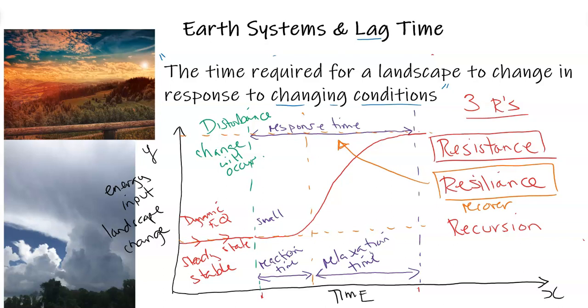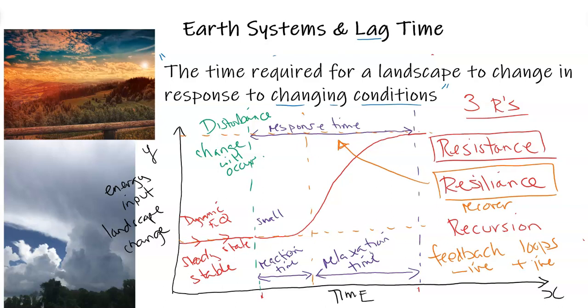Then you've got recursion. Recursion is to do with feedback loops. Is it going to be negative or positive? If it's a positive feedback loop, that environment will not go back to its original state or its previous equilibrium. It will just keep going and change and change and change. For example, the KT extinction, that meteorite hit the Yucatan Peninsula, and the world was changed for a long, long time.